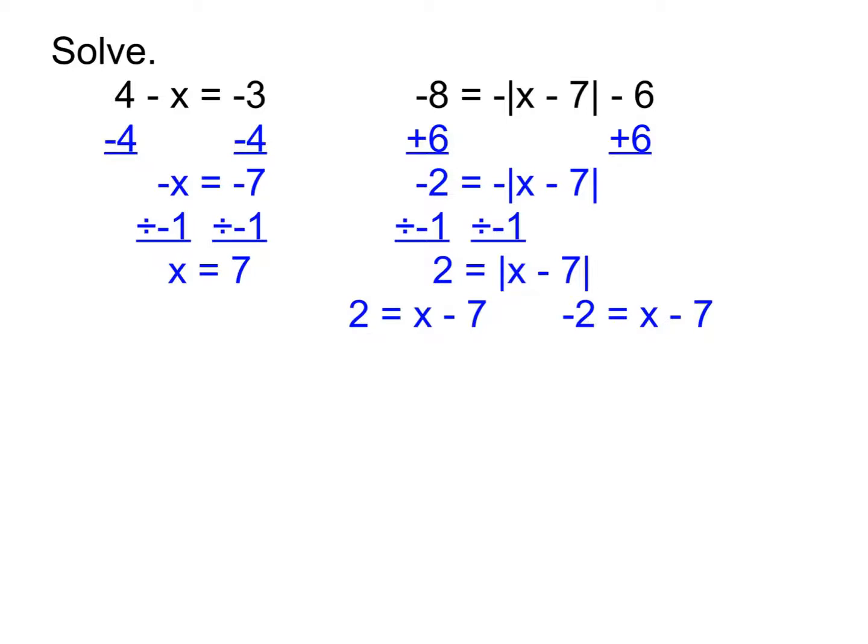And then we solve that out from there, getting rid of the 7 by adding it to both sides of both equations. You should find here that x equals 9 and 5.